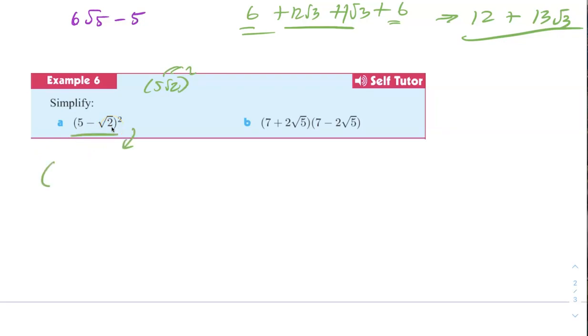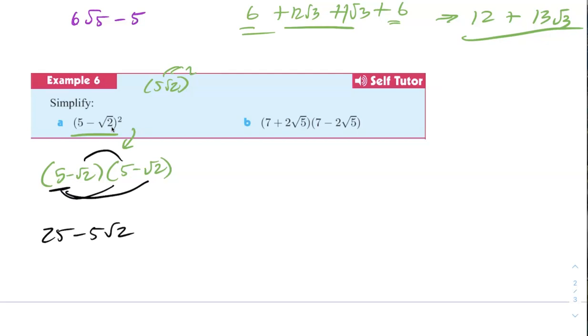What you have to do is rewrite it. So 5 minus rad 2 times 5 minus rad 2. And then all we do here is simplify. So distribute. 5 times 5 is 25. 5 times that is negative 5 rad 2. To the inside, negative 5 rad 2. And then this one, negative rad 2 times a negative rad 2 is a positive.